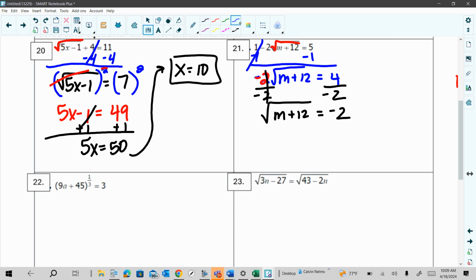And now we're getting rid of the radical. So we have to raise both sides to the power of 2. So this now gets rid of this radical on the left side. So we have m plus 12 equals 4. And now we're just solving for m.